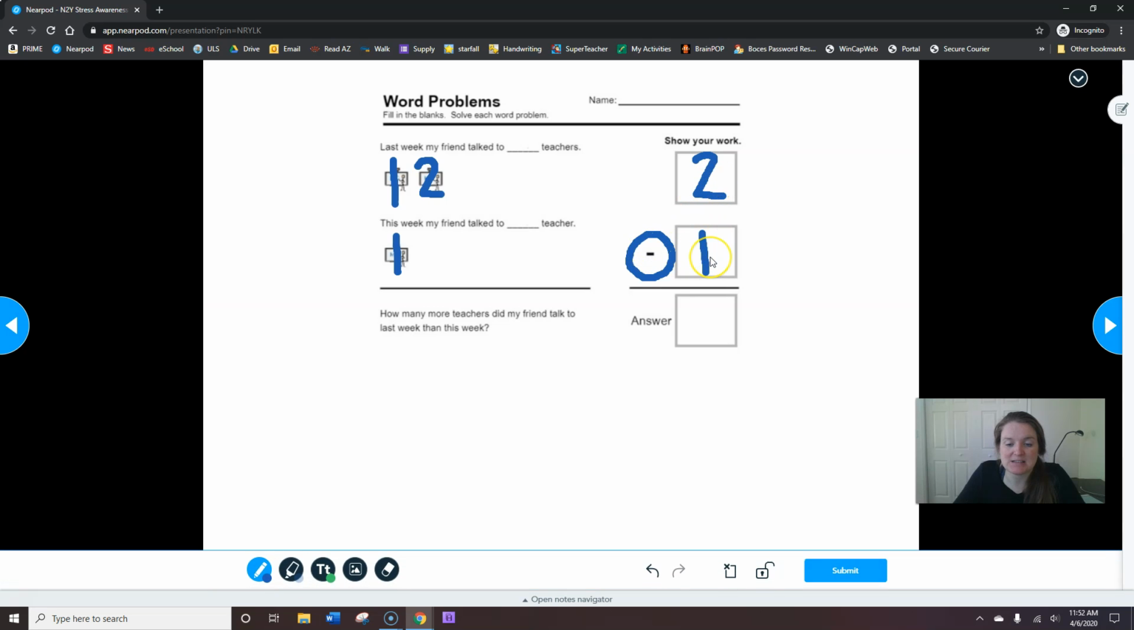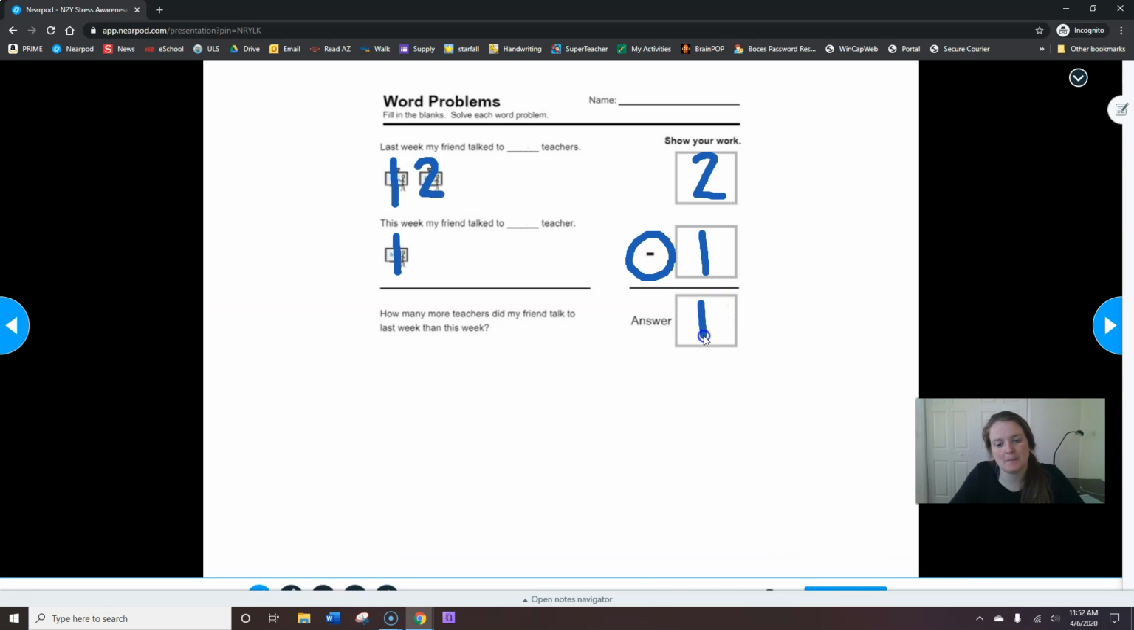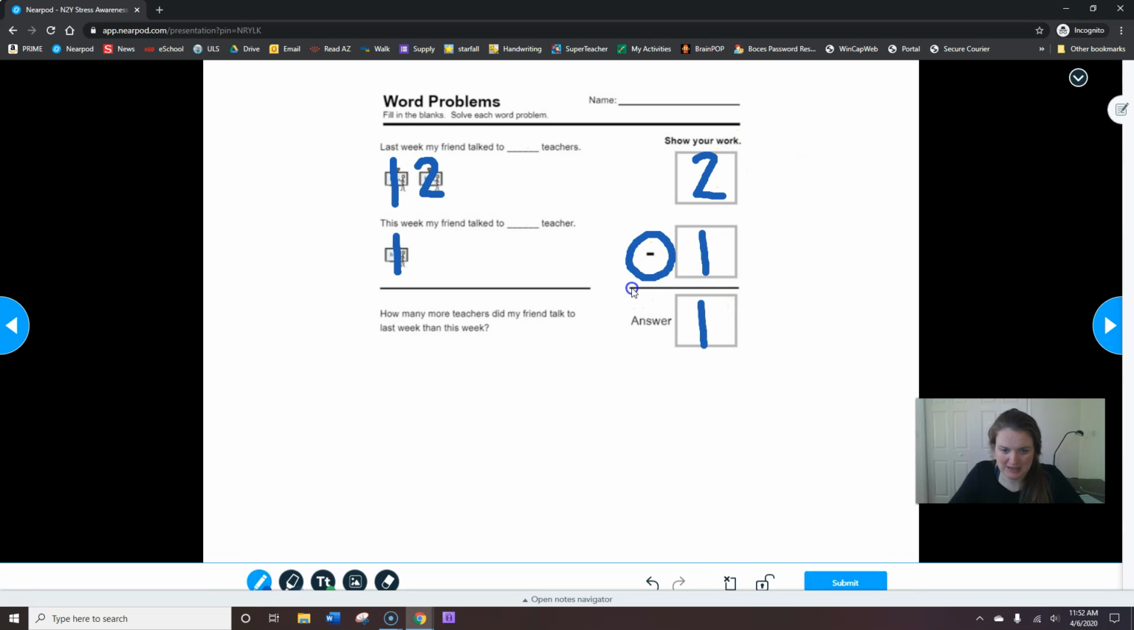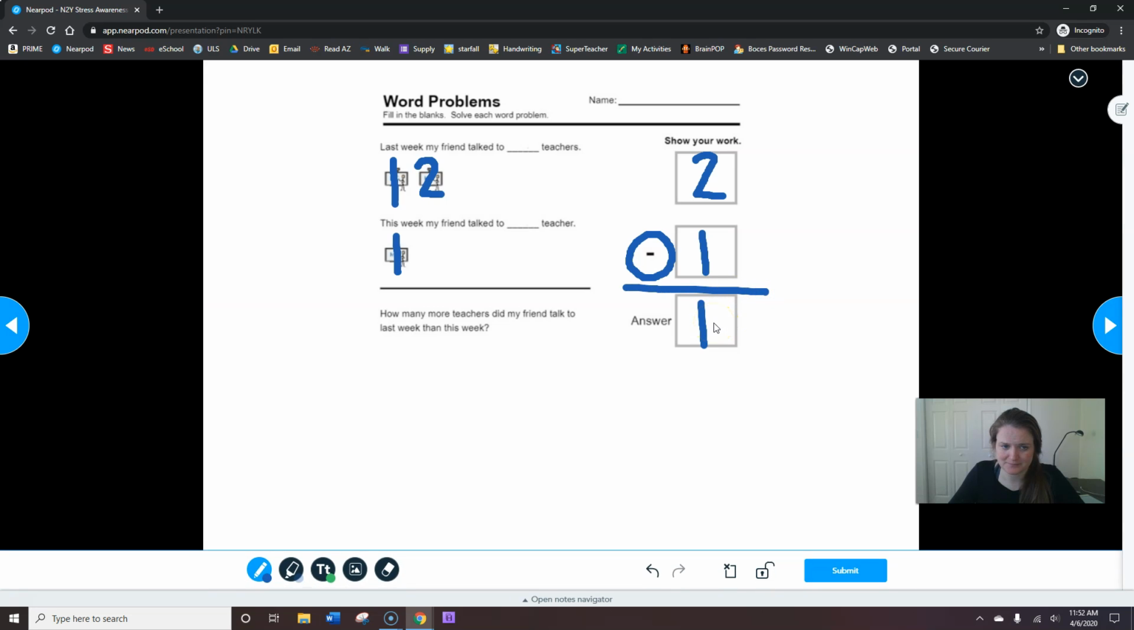2 minus 1. Okay. Here I have 2 markers. If I take 1 away, how many is left? Just 1. So 2 minus 1 equals 1.